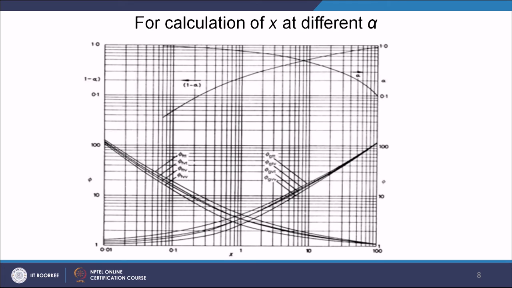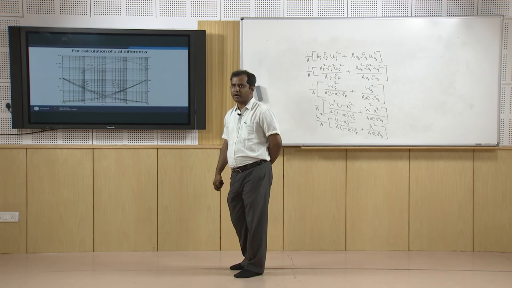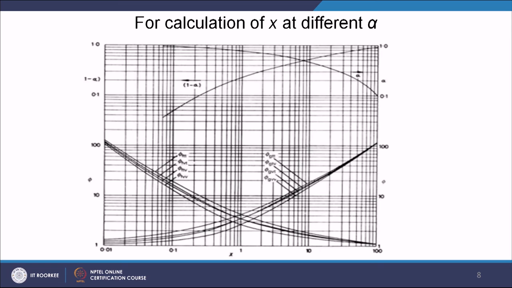You see, in this chart, in the abscissa, we have x, okay. And in the ordinate, we actually have two things. In the lower portion, we have the value of phi's. Phi's is nothing but the Lockhart-Martinelli parameter phi, whatever we have seen in case of the liquid only part and gas only part, okay. And in the upper part, we have the value of 1 minus alpha on this side, alpha on this side.